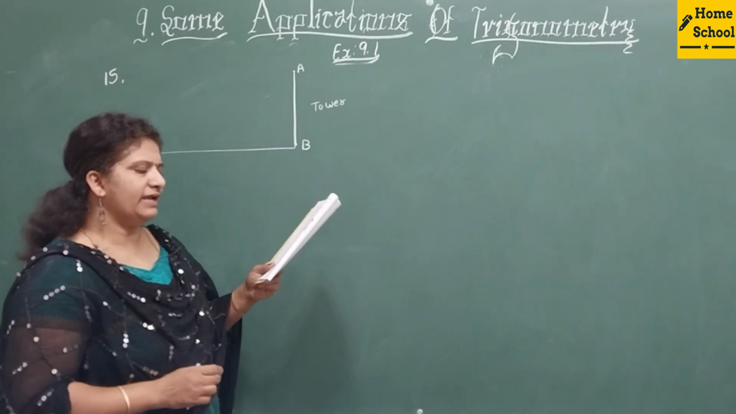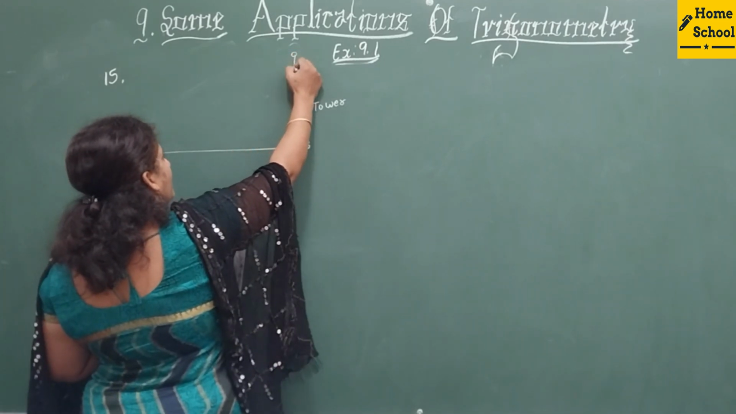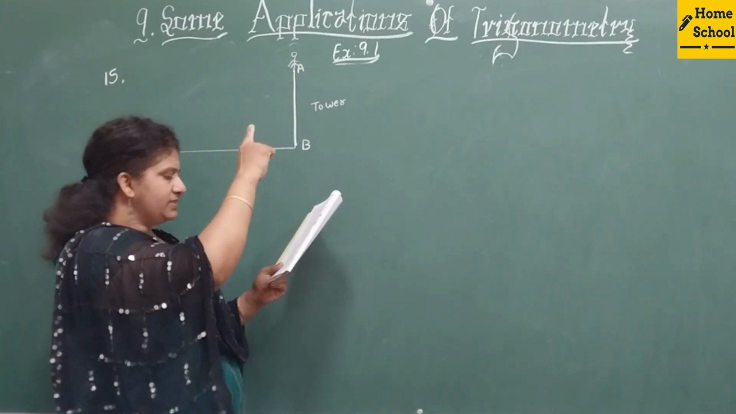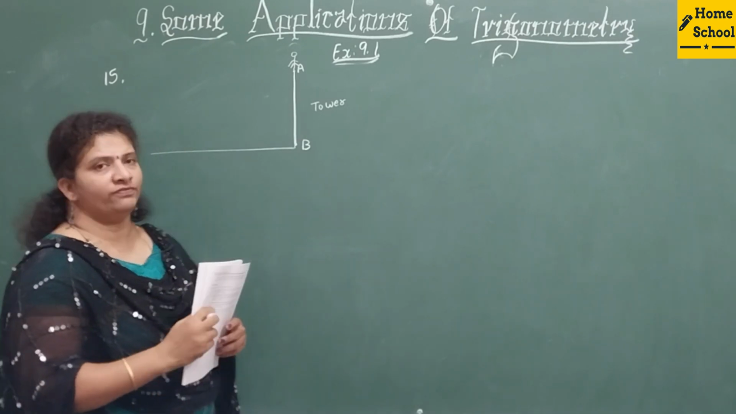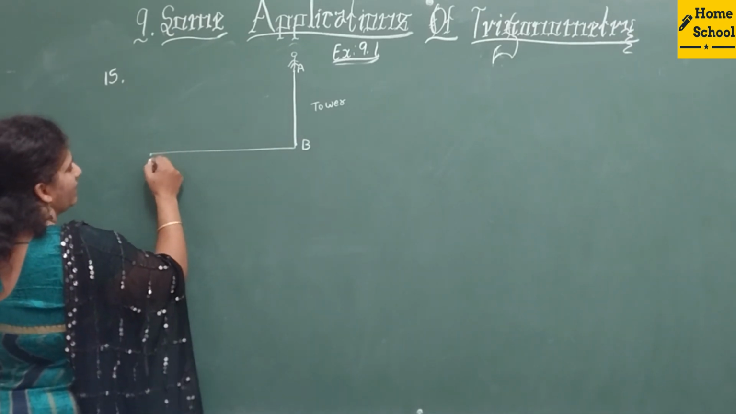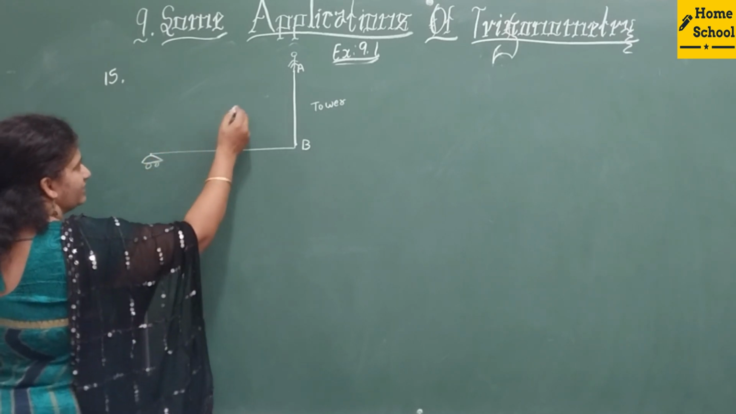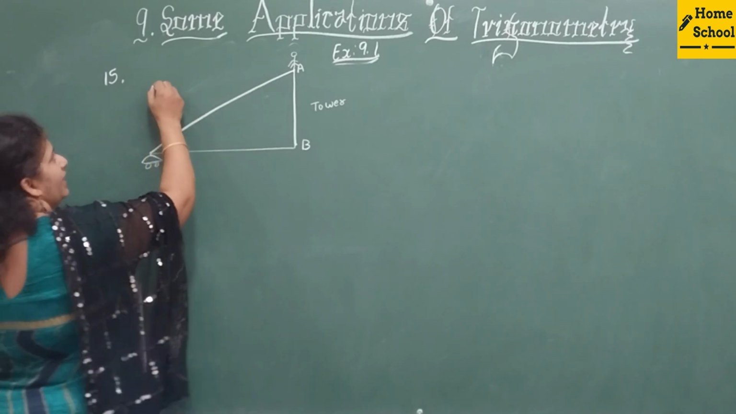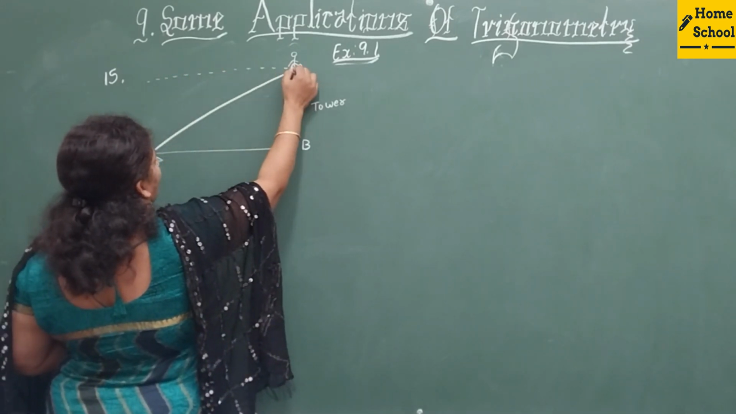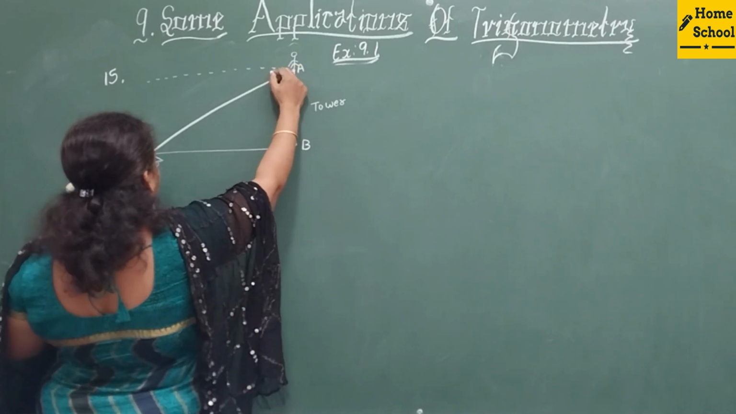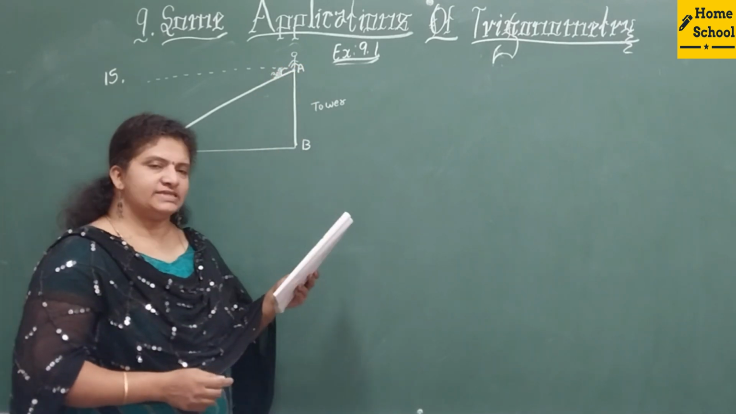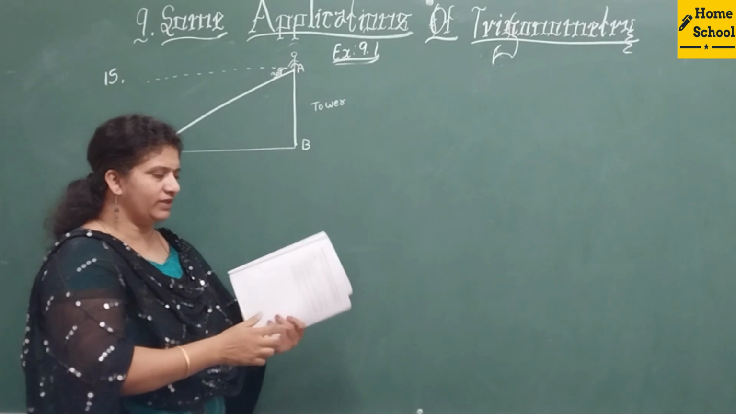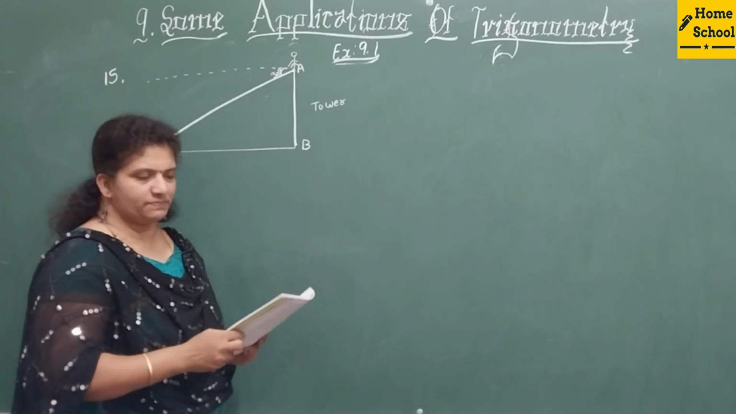A man standing at the top of the tower. Imagine a man standing on the top of the tower observes a car at an angle of depression of 30 degree. So imagine there is a car. From here he observes the car. It is at an angle of depression, 30 degree, which is approaching. This car is approaching towards the foot of the tower with a uniform speed.